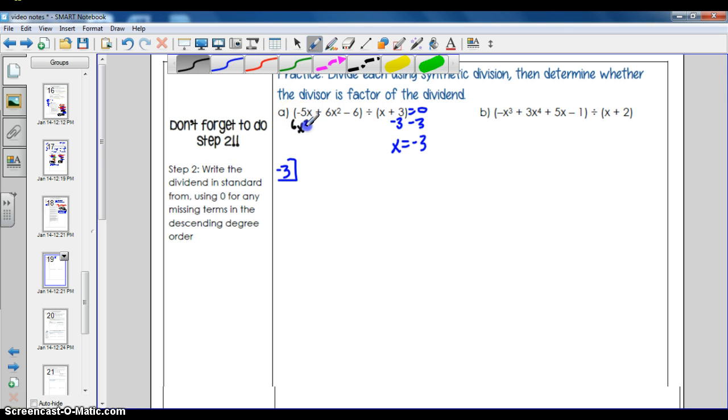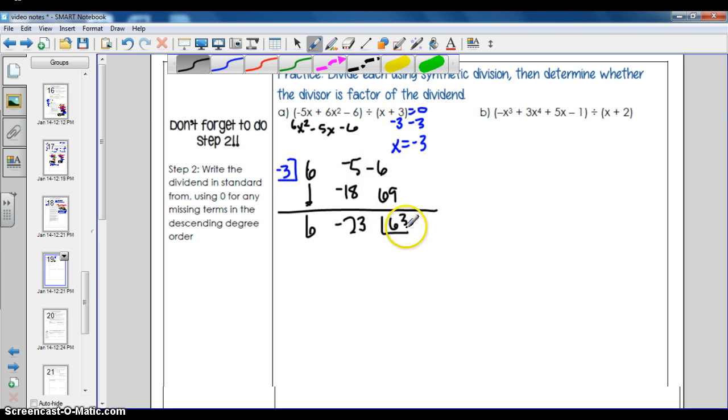So 6x squared minus 5x minus 6. So we don't have anything missing there, so we're just going to put our 6, our negative 5, and our negative 6, and then we are going to start our synthetic division. So bringing down the first term, multiplying anything below, adding above, multiplying below, and then adding, and remember your last one, oops, that's a negative 6, is your remainder.